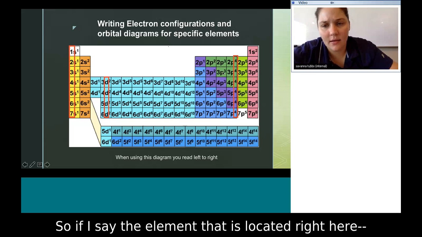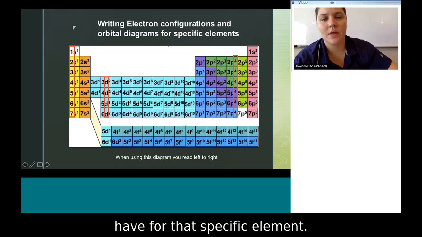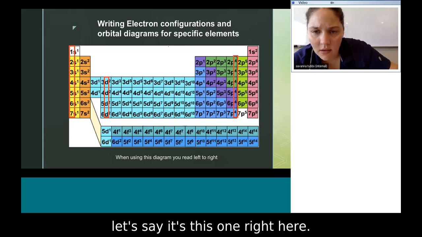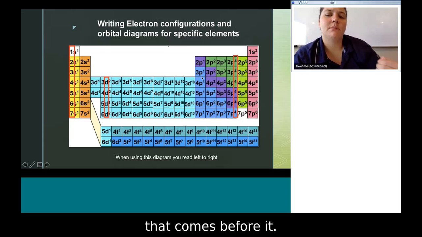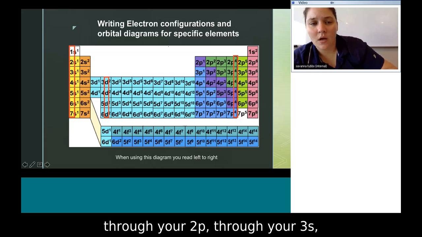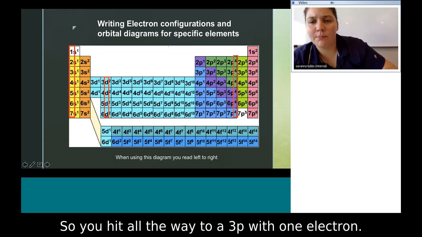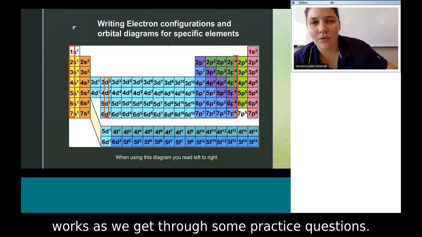So if I say the element that is located right here, this is going to be the maximum amount that you can have for that specific element. So whenever you go to write it out, let's say this one right here. So we stop at a 3p1, but we have to hit everything that comes before it. So you're going to go through your 1s, then your 2s, through your 2p, through your 3s, and then finally you stop right here. So you hit all the way to a 3p with 1 electron. And we'll be able to see how this actually works as we get through some practice questions.